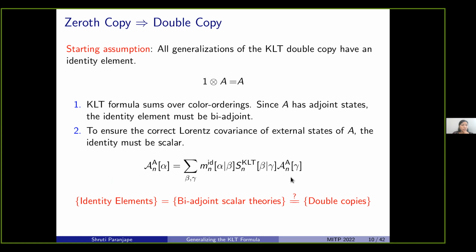The second thing you can read off of this formula is, in order for the spin to work out correctly on either side of this formula, the states of M have to be scalar states, right? So in order for me to start with spin 1 states on the right and get spin 1 states on the left, the identity theory or the identity element must be a bi-adjoint scalar theory. So that comes just out of assuming that the KLT double copy has an identity element. Good.